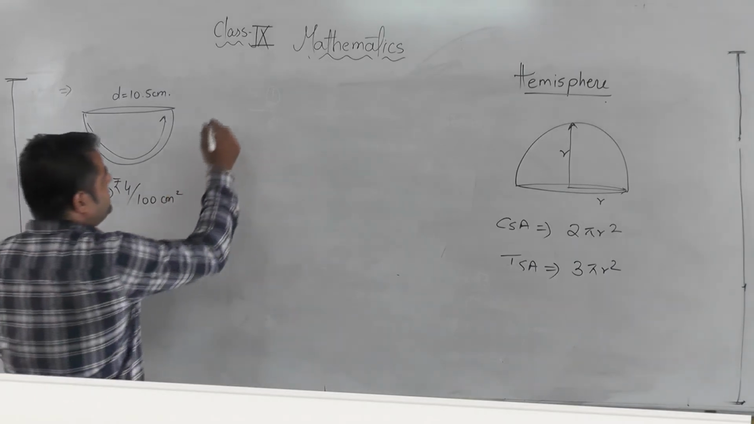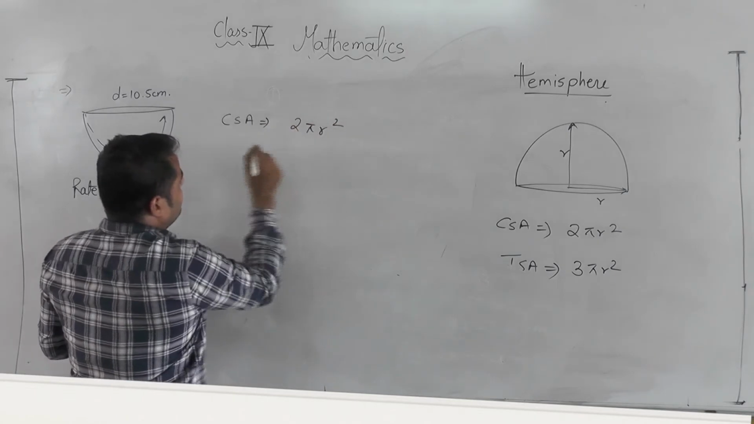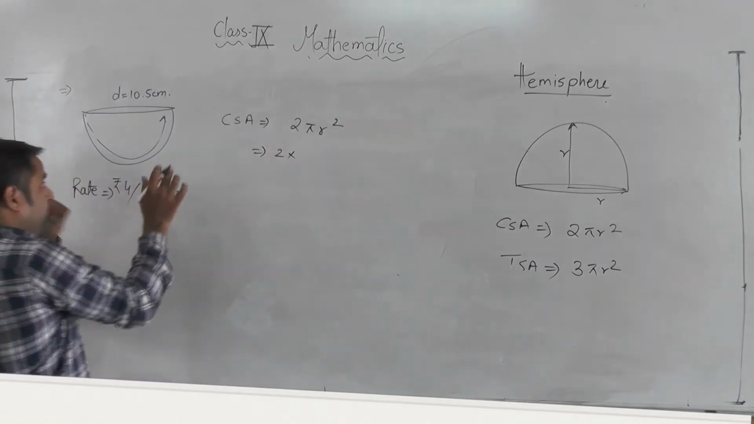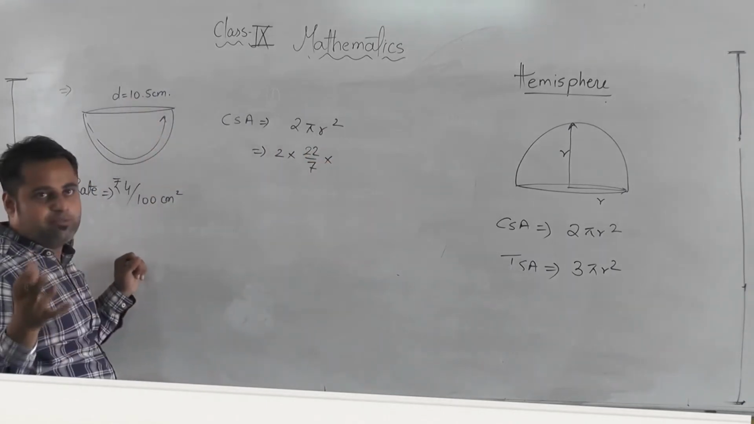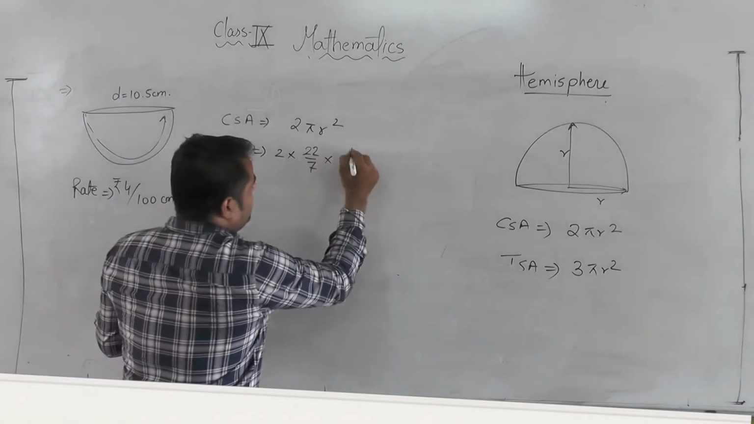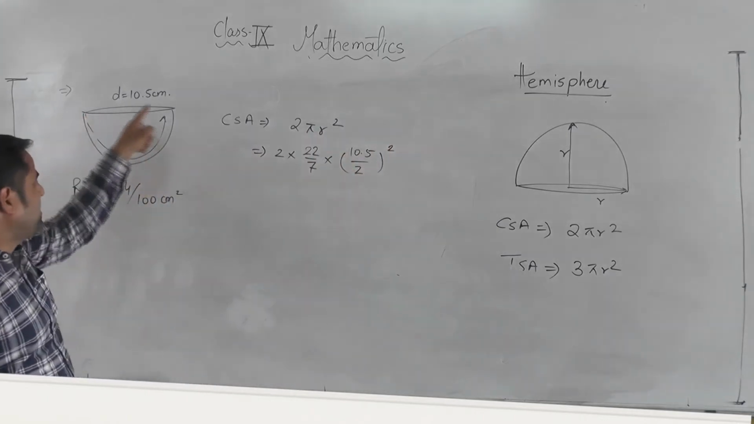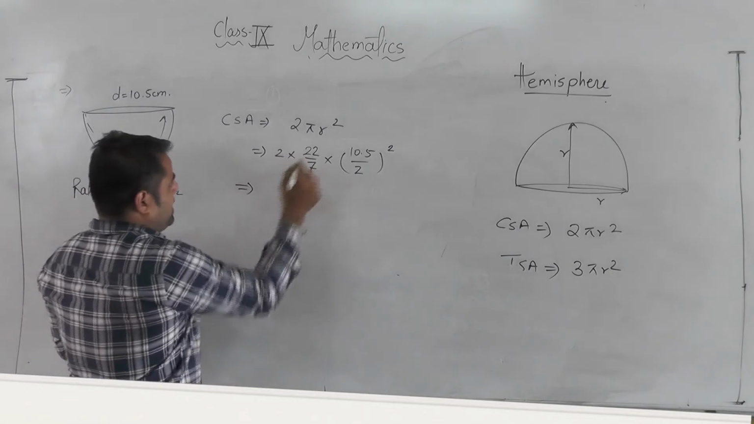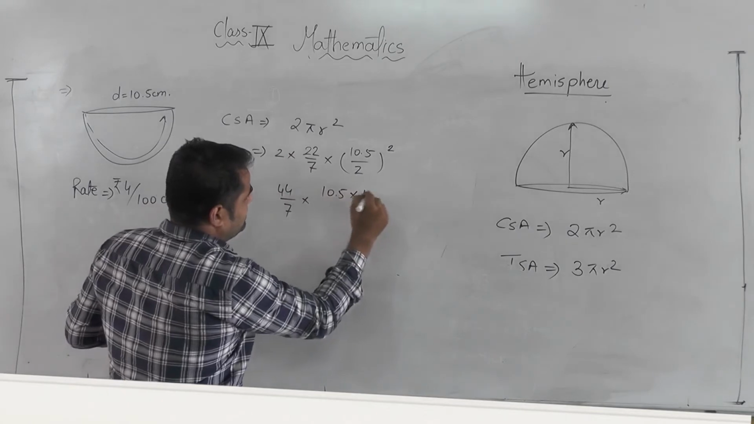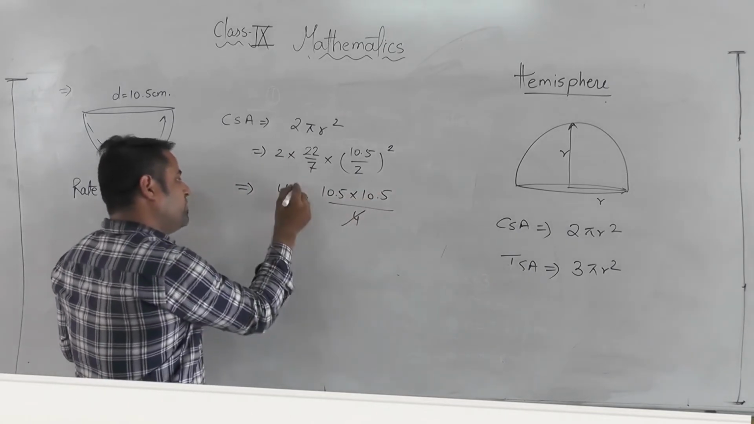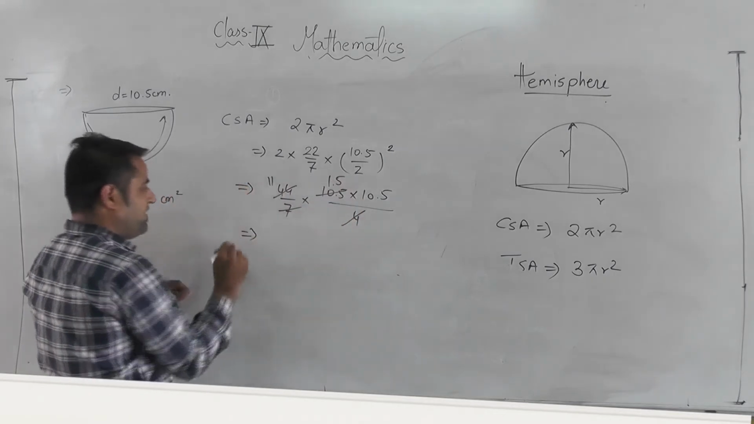We just try to find its CSA. The CSA of the hemisphere, we all know, is 2 pi r square. Now pi we can keep as 22 by 7, because 10.5 is also a multiple of 7. And here I am writing 10.5 by 2 whole square, because r is half of the diameter. The diameter given to us is 10.5. Again, I am writing 44 by 7, I just multiplied 2 and 22, and 10.5 I am writing twice. The 2 twice cancels from 4, this will cancel from 11, and 7 5s are 35, 1.5, 10 cancel.